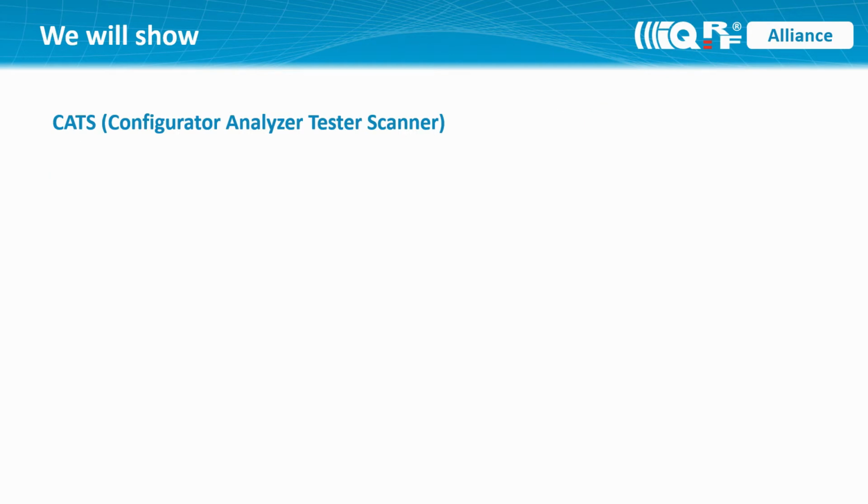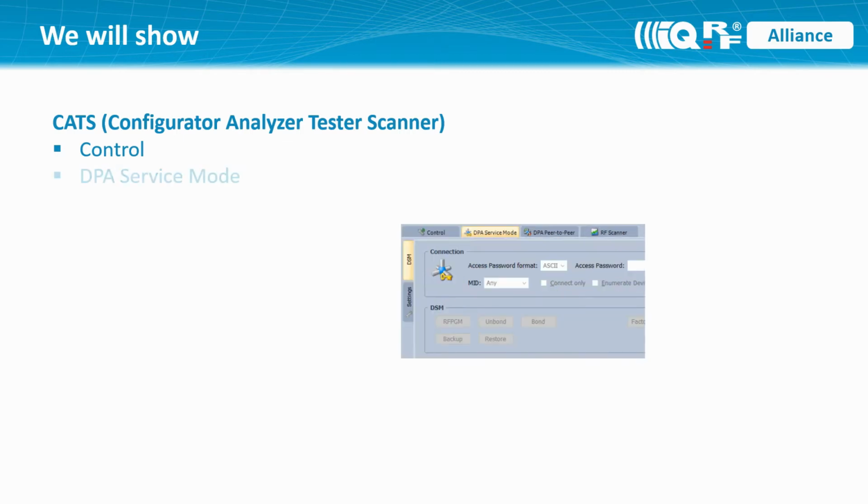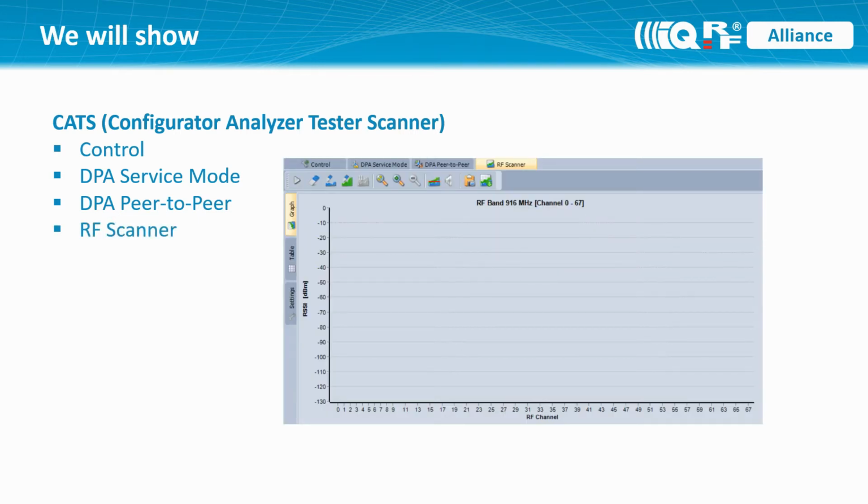CAT service tools offer several useful features and tools for working with IQRF devices. You can create a CAT service tool from the selected IQRF transceiver. You can also remove it at the end of work and return to the original IQRF transceiver function. Let's take a look at the DPA service mode tool, which is intended for communication with DPA devices in DSM. Next, we will show the DPA peer-to-peer tool, which is intended for communication with one or more bonded nodes in direct range. We will also show the RF scanner, which is a tool for RF signal testing.